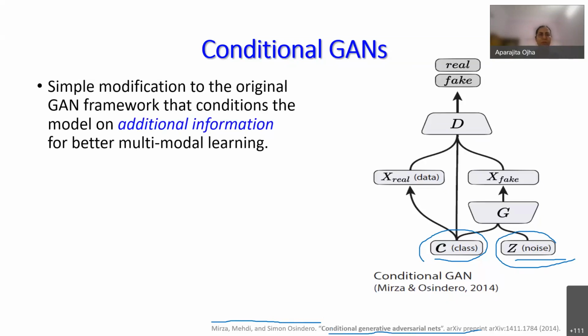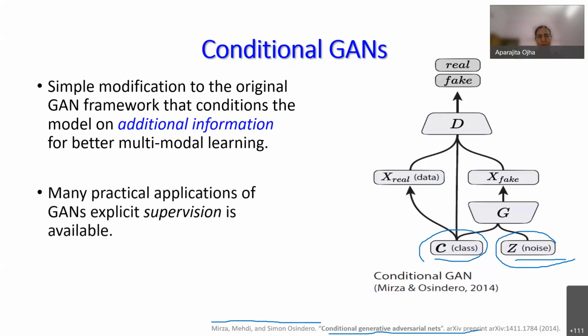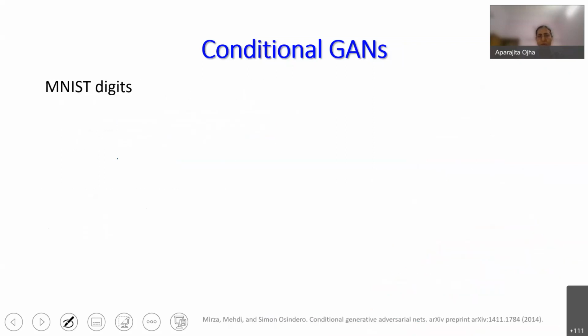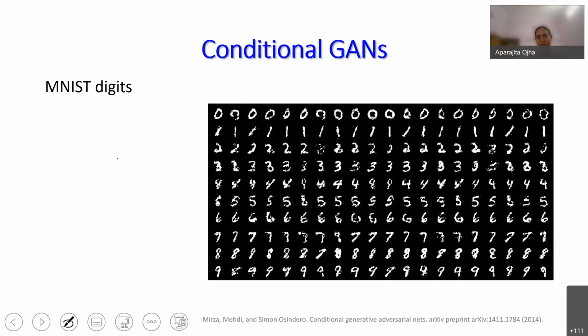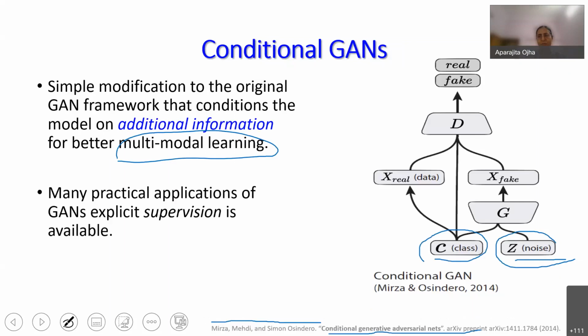So a simple modification to the original GAN framework that conditions the model on additional information for better multimodal learning. Remember that I'm talking about multimodal. That means I'm increasing the modes. I'm addressing the mode collapse problem. So in many practical applications of GANs, explicit supervision is available, like for example in conditional GANs. Explicit supervision means I'm giving a class label, that's all.